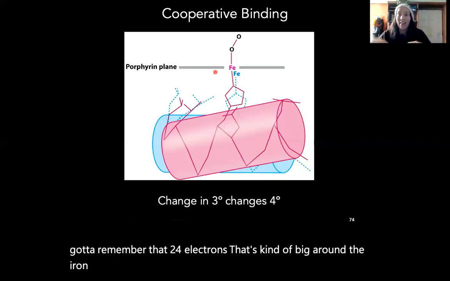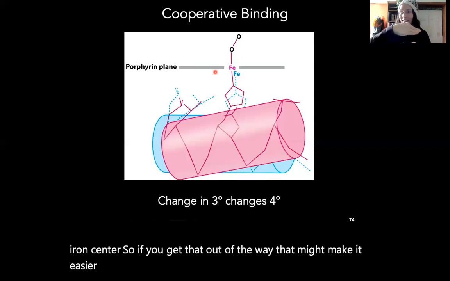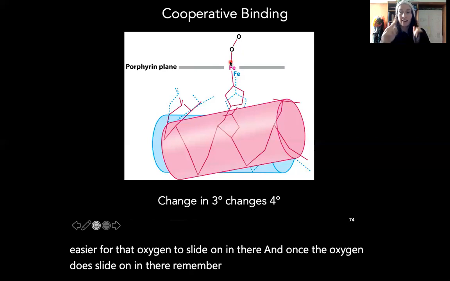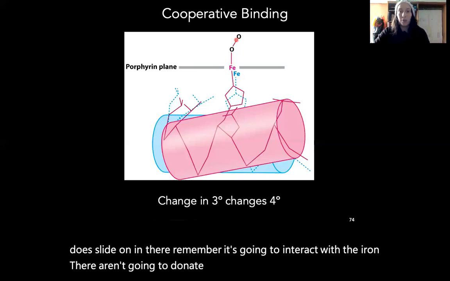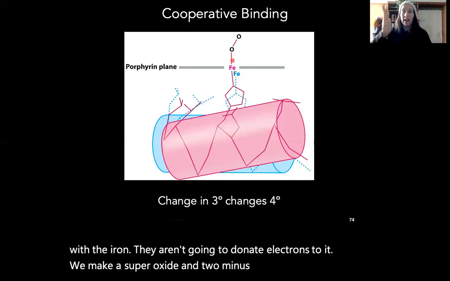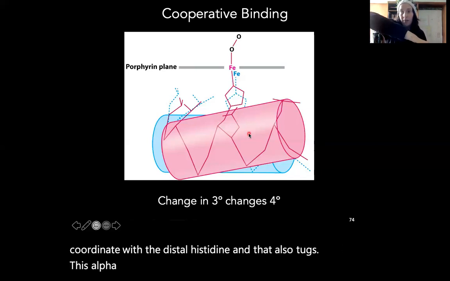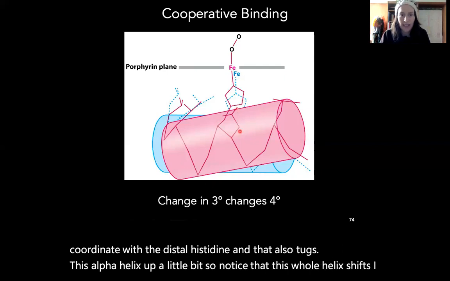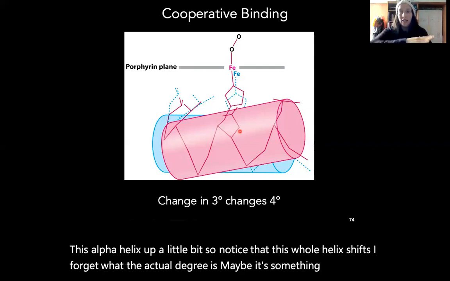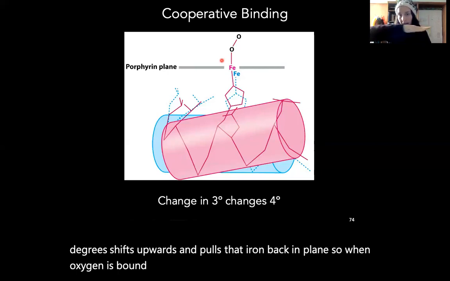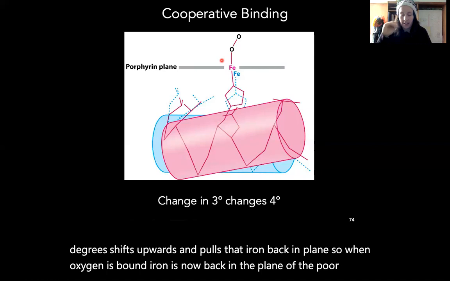So if you get that out of the way, that might make it easier for that oxygen to slide on in there. And once the oxygen does slide on in there, remember, the iron is going to donate an electron to it. We make a superoxide, an O2 minus, and then that can coordinate with the distal histidine, and that also tugs this alpha helix up a little bit. So notice that this whole helix shifts. I forget what the actual degree is, maybe something like 12 degrees, shifts upwards and pulls that iron back in plane. So when oxygen's bound, the iron is now back in the plane of the porphyrin ring system.